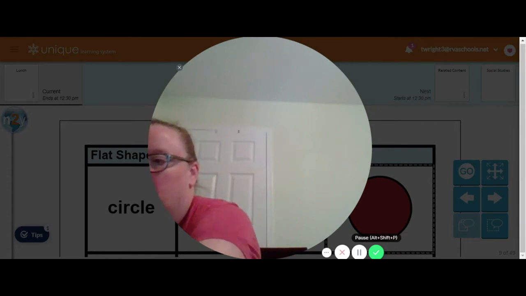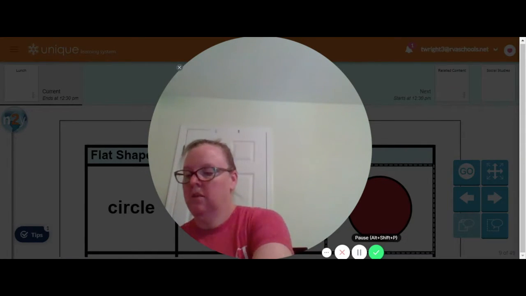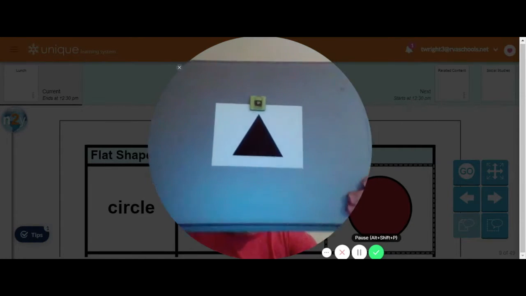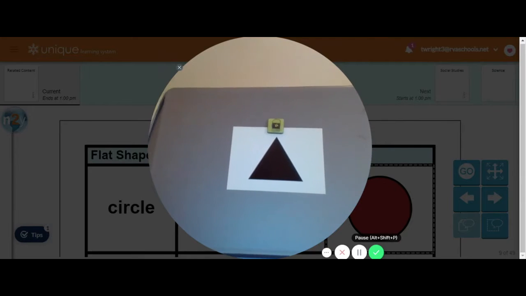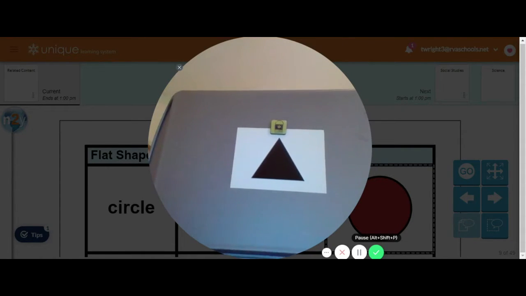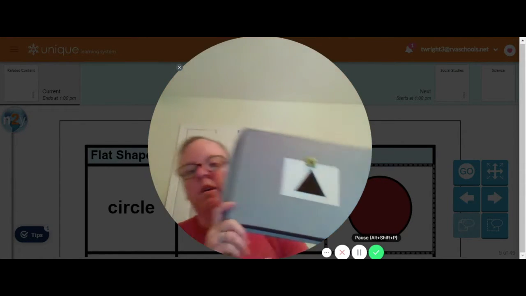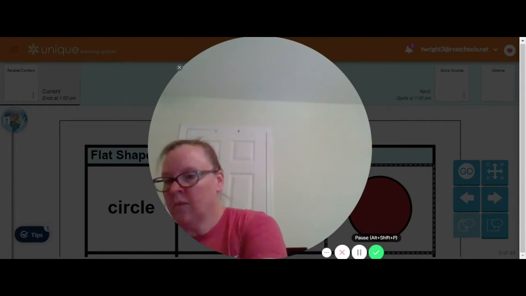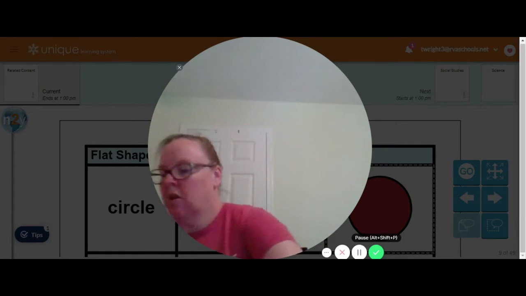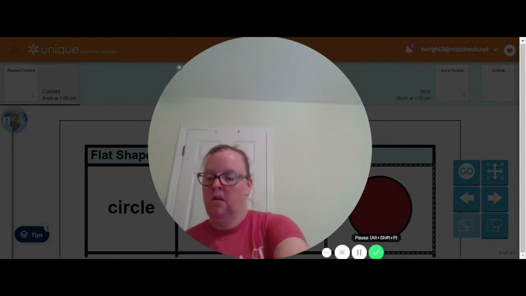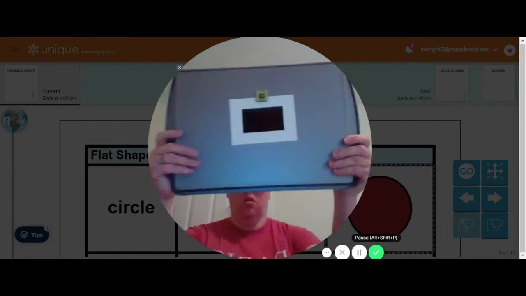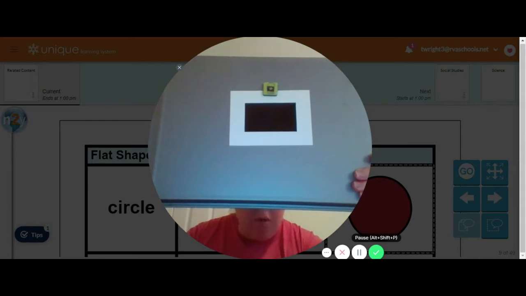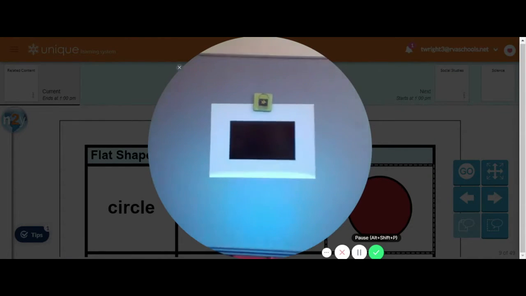The next shape we're going to talk about is a triangle. Point to the triangle. A triangle has three sides. And then we're going to talk about a rectangle. A rectangle is longer than a square and also has four sides. Point to the rectangle.